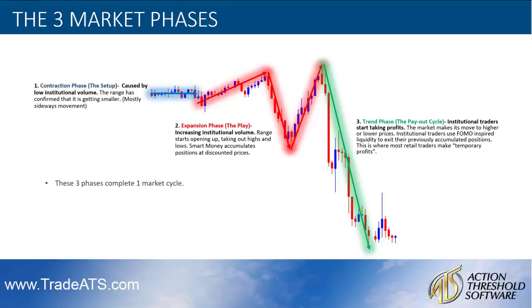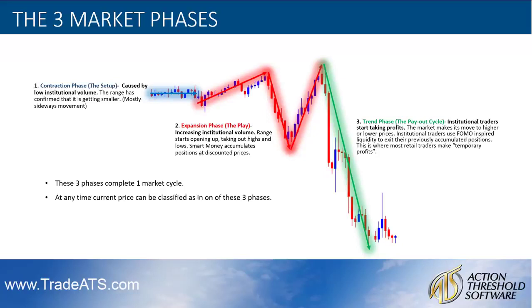Back to the lesson. So these 3 phases complete one market cycle. So you have the contraction phase, expansion phase, the trend phase. These 3 phases, once they've played out, you've gone through one market cycle. You can expect it to go through the 3 phases again.